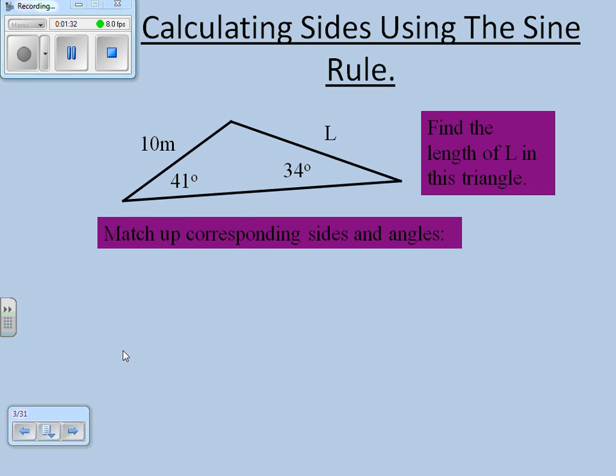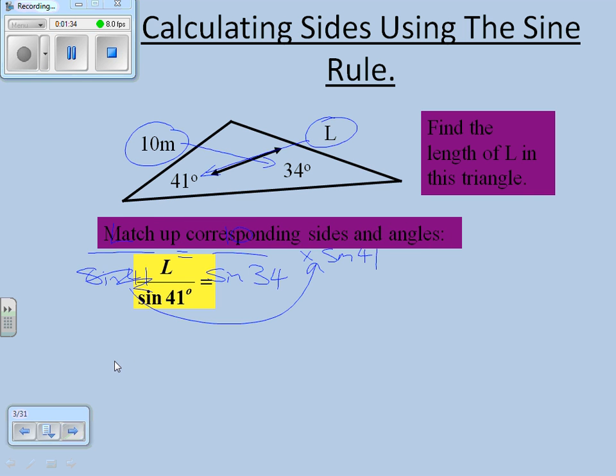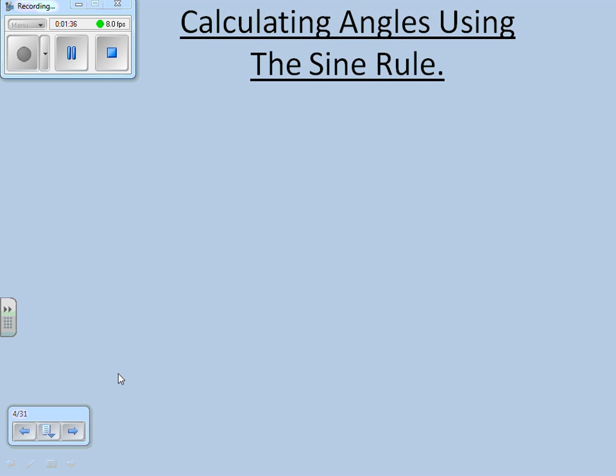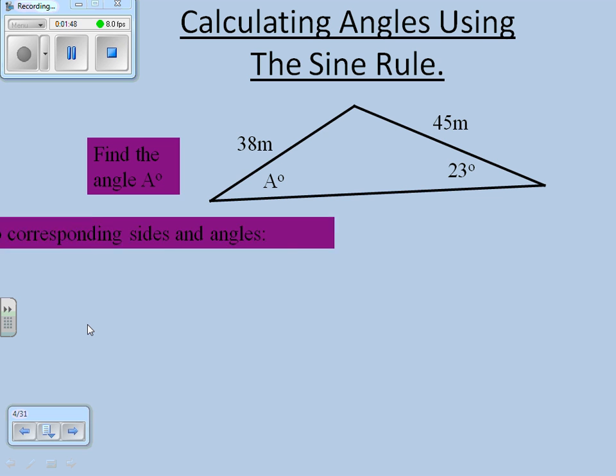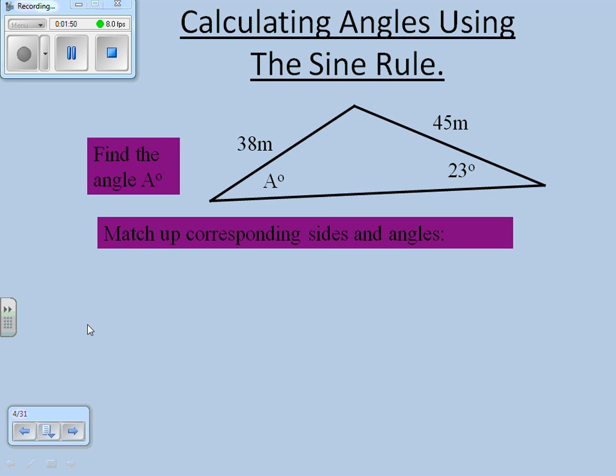When you type all of that into the calculator, do check that you get 11.73. I'll go on and do another one as well. Do pause this at any time if you want to try it yourself.